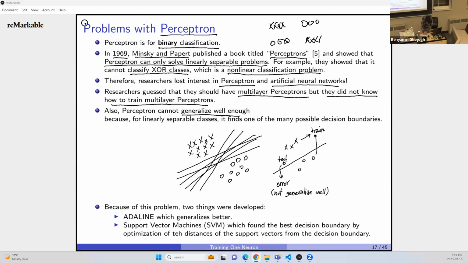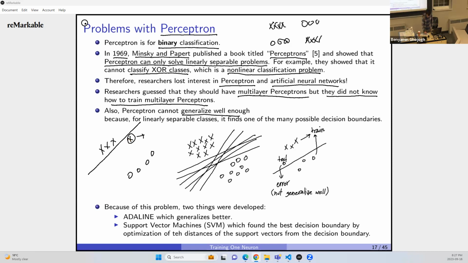Why? For example, consider this case. One perceptron might give you this. Is it good? Not at all. It's completely skewed. It's close to one of the classes and very far from the other one. In other words, it is not generalizing well. Why? Consider this case. When I have a test point here, which is actually a cross class, then what happens?